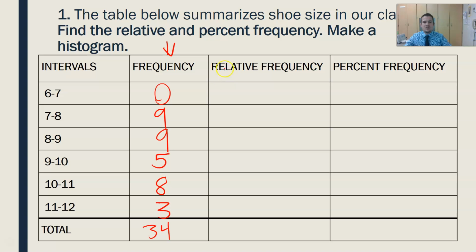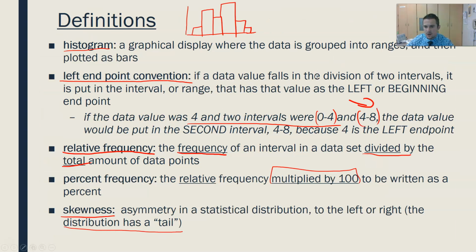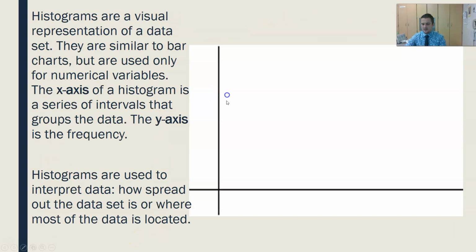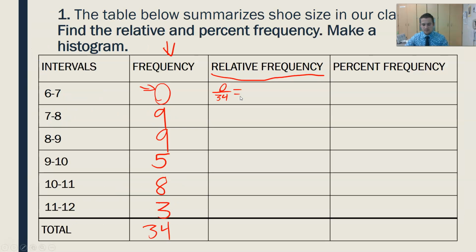Okay. So now the relative frequency, again reflecting back to the definitions I covered a second ago, is the frequency of an interval in a data set divided by the total amount of data points. So here's the frequency in this interval, 0. So I'm going to take 0 divided by 34. That's going to give me my relative frequency. In my calculator, 0 divided by 34 is 0. There's 0 of them, so my relative frequency is 0.